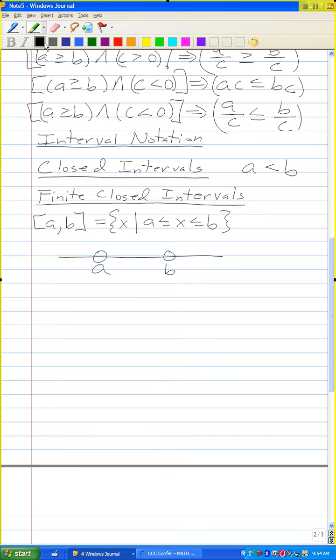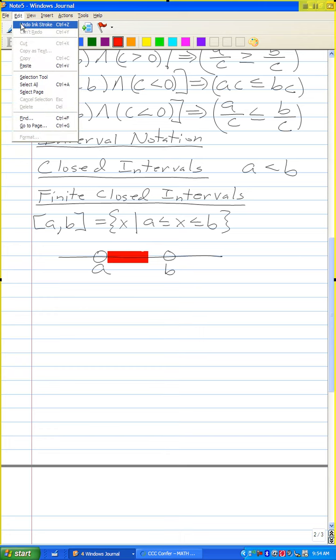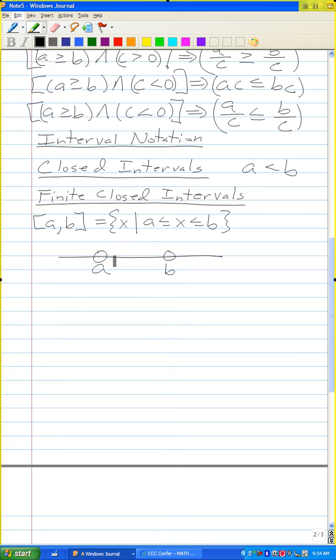Okay, so let's see. Actually, maybe a little bit bigger. Oops. So includes both A and B and everything else in between.